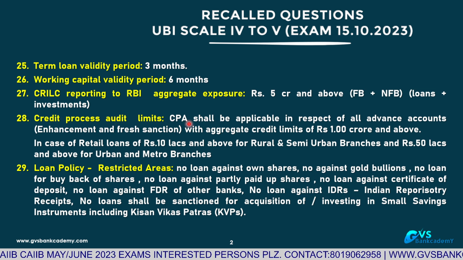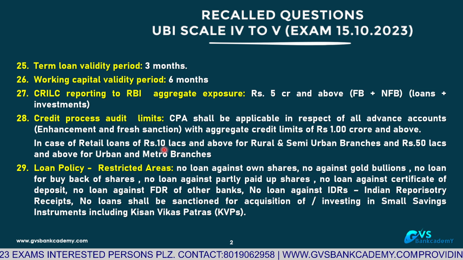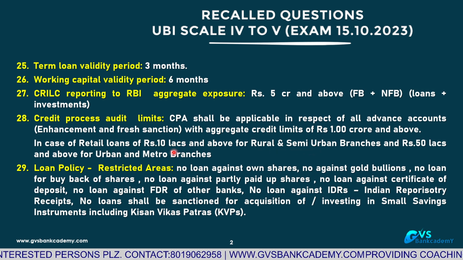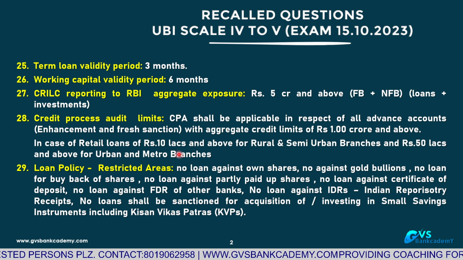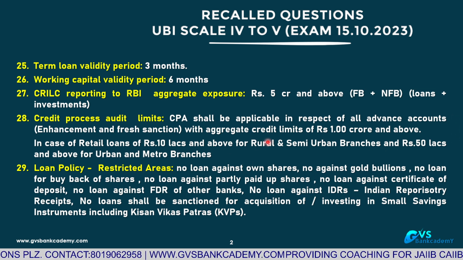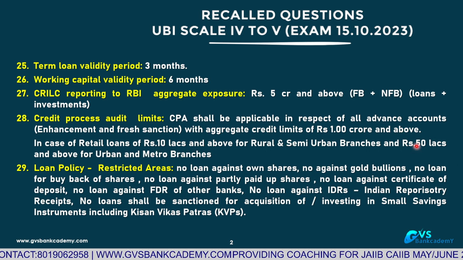28, credit process audit limits. In respect of advance accounts with aggregate limit of 1 crore and above, credit audit is mandatory. 1 crore and above, all accounts. Retail loans 10 lakhs and above in rural and semi-urban branches, fresh sanctions of retail loans 10 lakhs and above, and 50 lakhs and above in urban and metro branches. This is credit audit before disbursement of loans. 1 crore and above, all; rural and semi-urban 10 lakhs and above, and metro and urban branches 50 lakhs and above. Credit audit is mandatory.